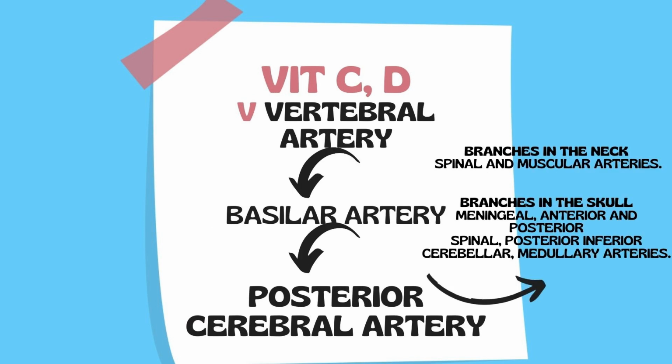The vertebral arteries ascend in the neck through the foramina in the transverse processes of the upper six cervical vertebrae, and then they ascend through the foramen magnum into the skull. On reaching the anterior surface of the medulla at the level of the lower border of the pons, each joins the vessel of the opposite side and they form the basilar artery.